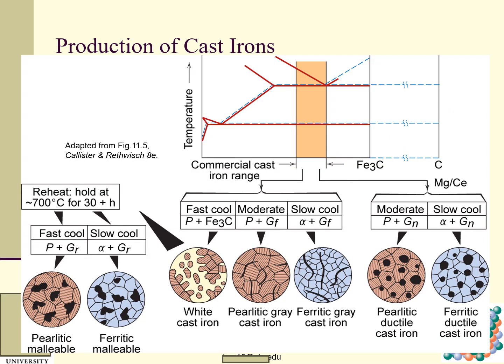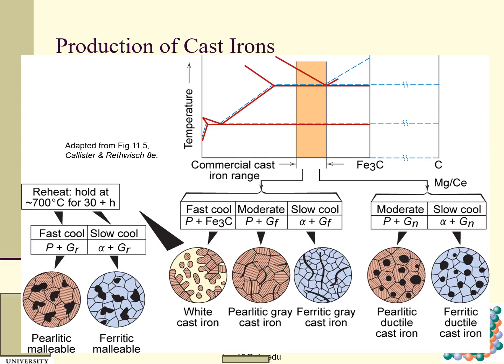Then we talk about the production of cast iron. Here you can see this is usually our commercial cast iron range, from here to here. This vertical line is cementite. You can see, okay, reheat and hold at 700 degrees C for 30 plus hours, and then fast cooling, and another one is slow cooling.